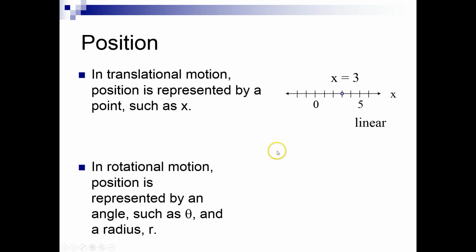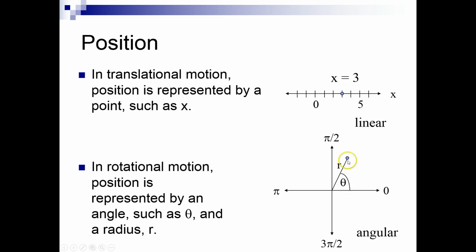If I have rotational motion, position is now represented by an angle and by a radius. If we look at this picture, we have our angle theta and we also have our radius r. Notice that we're not going to use degrees anymore. We're going to go back to radians. So you want to make sure that your calculator is set back on RAD.